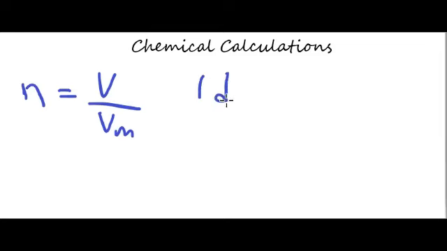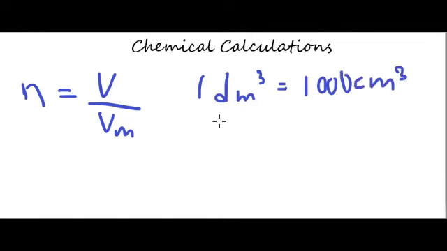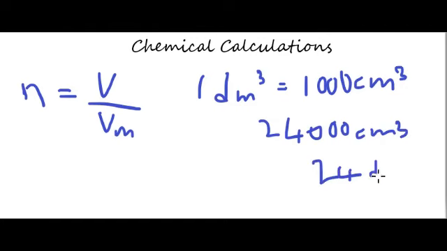We all know 1 dm3 is equal to 1000 cm3. So they can give either 24,000 cm3 or 24 dm3. Accordingly, you have to calculate number of moles and volume.